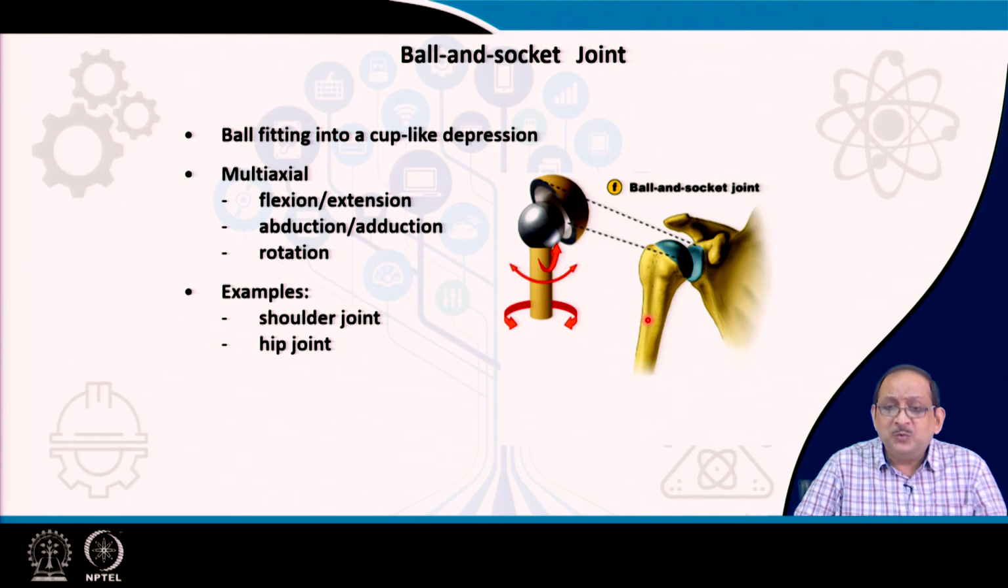Let us now come to the ball and socket joint. Here a ball actually fits into a cup-like depression. So, the movements are multiaxial: flexion, extension, abduction, adduction, as well as rotation. Examples of the ball and socket joint are the shoulder joint and the hip joint.